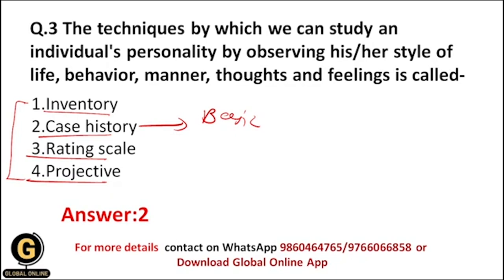It includes investigation outcomes, past and present treatments and/or counseling sessions, then history of illnesses, complaints and their resolution, referrals, etc. And that's why here your correct answer should be 2, which is case history. The other options such as inventory, rating scale and projective are also techniques, but they are not techniques by which we can study an individual's personality by observation. That's why the correct answer is 2, that is case history.